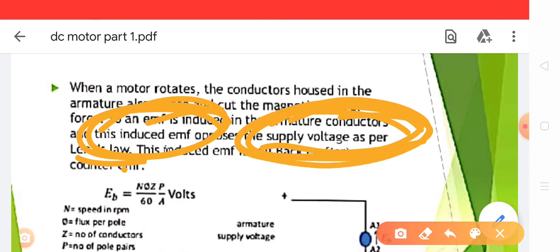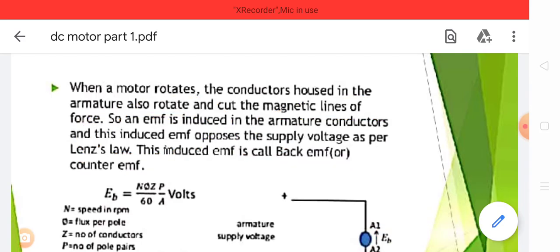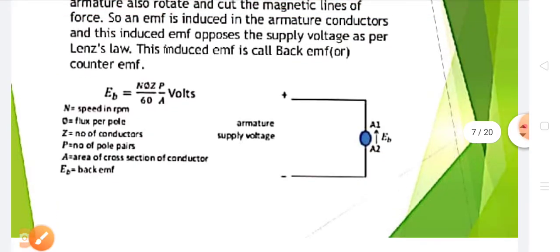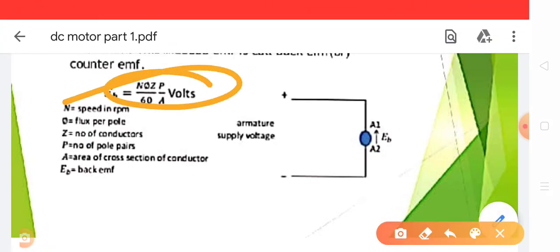According to Lenz's law, whatever EMF is produced will oppose the cause. So what is the main cause? That is the supply voltage. So the induced EMF or back EMF is opposite to the supply voltage. What is the expression of the back EMF? It is EB, and the formula is similar to the induced EMF, that is phi Z N P by 60 A. So this is the formula.